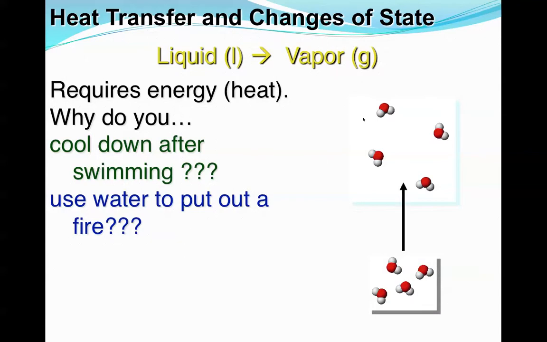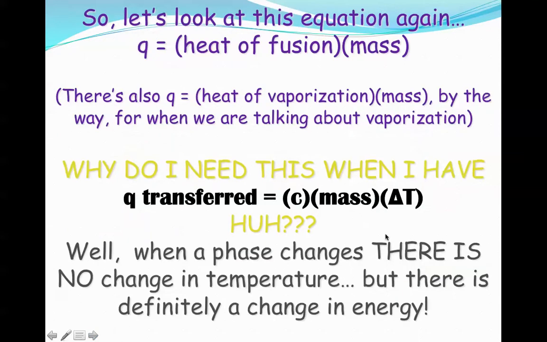Requires energy liquid to vapor. Okay, I'm going to skip this. All right, so let's look at this equation. Q is equal to heat of fusion times mass. So why do I need this if I have this Q for the heat transferred or the heat absorbed? Remember, when there's a phase change, there's no change in temperature, but there's a change in energy. So when I go from 1 to 2 or 2 to 3 or 1 to 2 to 3, I have to account for all of the energy for the entire phase change and the other phases in between.